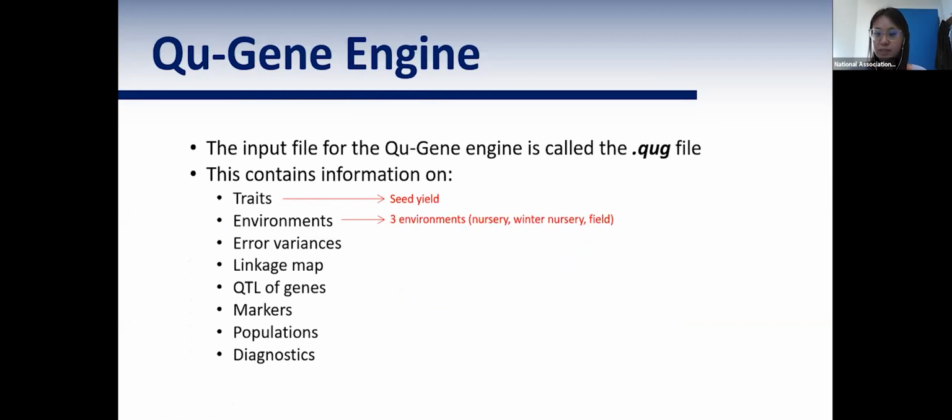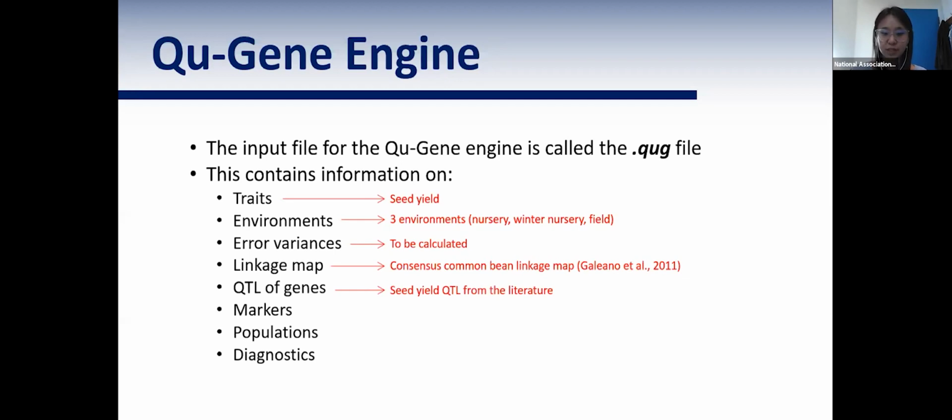For the environments, we will be looking at 3 different environments just to show as an example: nursery, winter nursery, and field. For the error variances, this is to be calculated, but I will be showing you exactly how to calculate that. For the linkage map, we'll be using the consensus common bean linkage map reported by Galliano et al. from 2011, as we work with common beans.